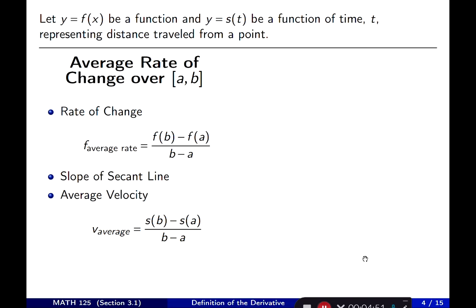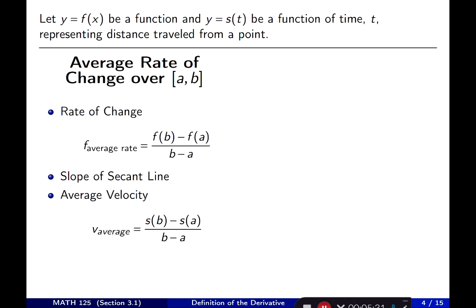So let's compare the average rate of change with instantaneous rate of change and see the differences. So let y equal to f of x be a function and y equal to s of t be a function of time, t, representing the distance traveled from a point. Average rate of change over interval a and b is given by f of b minus f of a over b minus a.